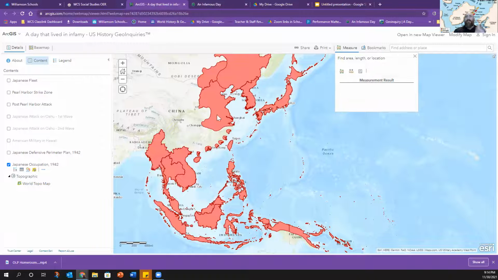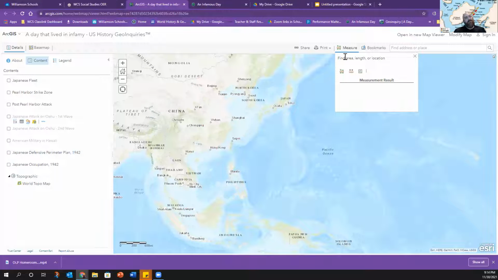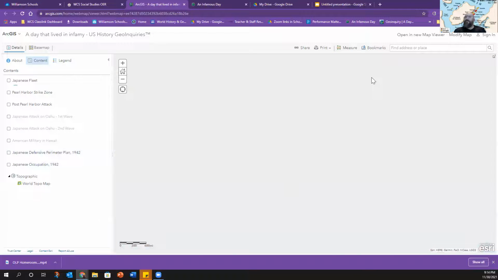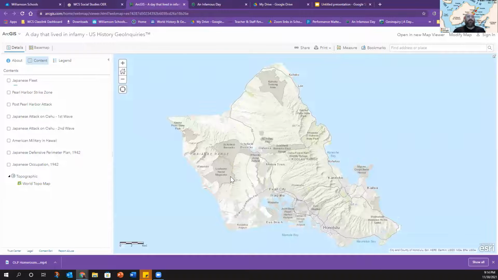So we've talked about the distances. We've seen clearly what Japan is doing by nature. So let's take a look at, not that button, right? There's the button. Now we're cooking with gas. So we're going to go check out Oahu, right? So this is the island of Oahu. And let's look at the military installations, right?